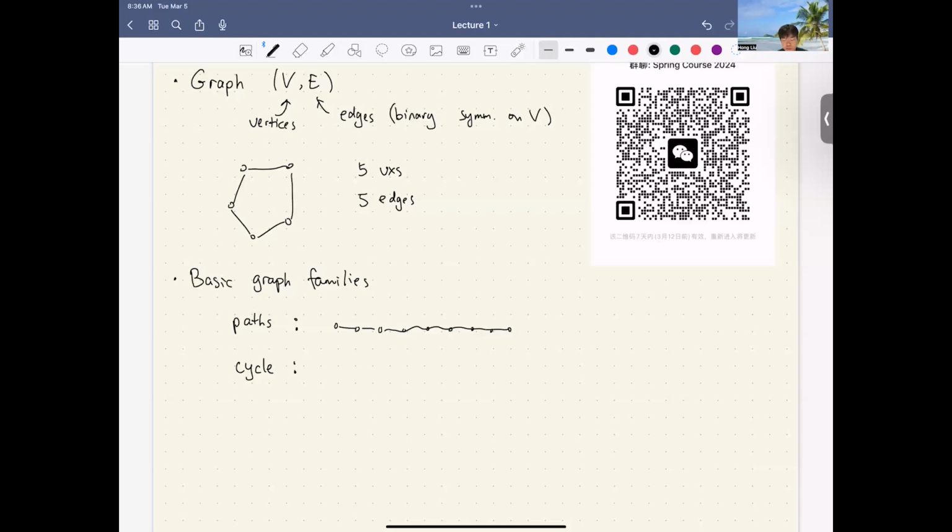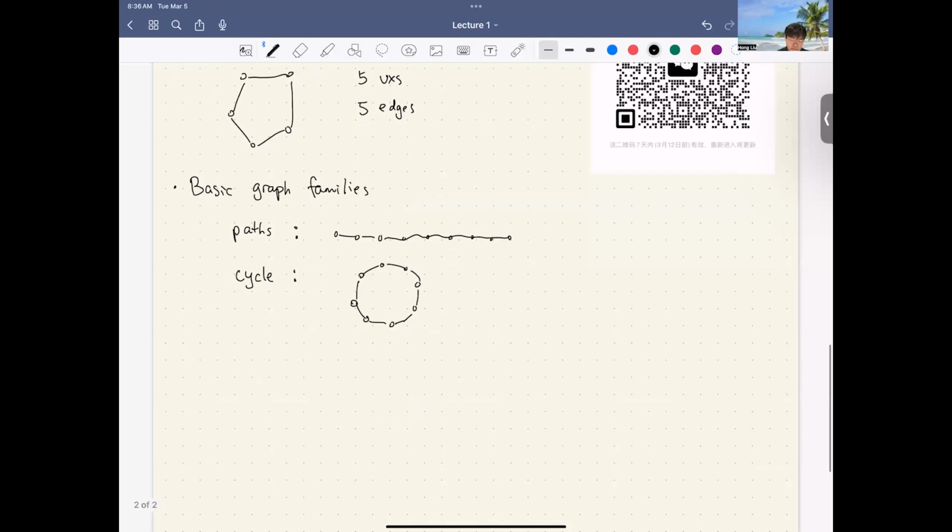You can see in this path, the 2 ends, we didn't close it up. So if you add an edge between the 2 ends, we will obtain a cycle. In other words, you can arrange the vertices in a cyclic way, and 2 vertices are adjacent if and only if in this cyclic order they are adjacent. Very basic families.